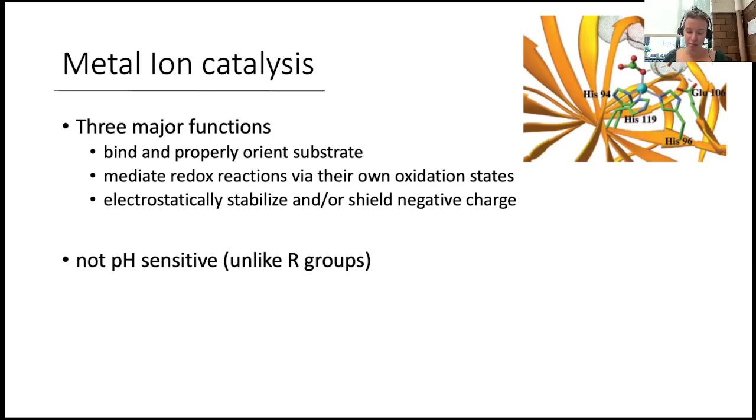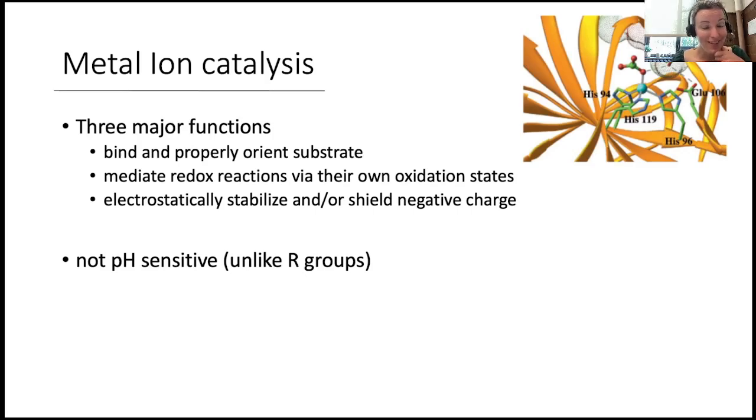Now I'm going to give us a peek ahead as we begin to think about this mechanism. What are we going to see? We are going to see that this metal ion is important for binding the substrate and orienting it correctly. We are going to see in the future, but not today, how these metal ions can do a redox reaction through their own oxidation state. Think iron, Fe2+, Fe3+.